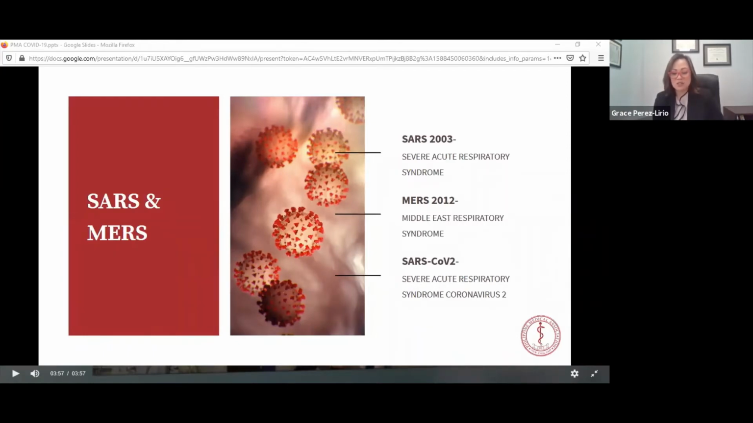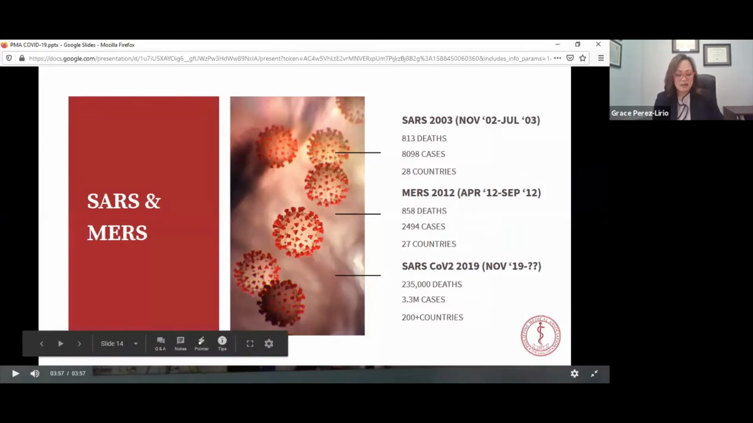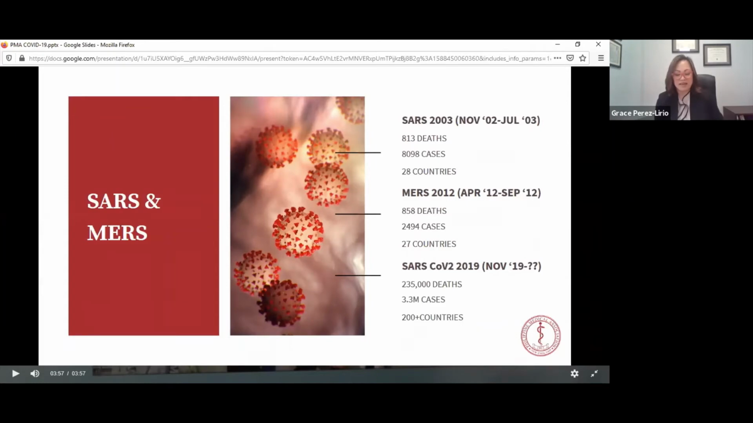It is thought to have spread from bats and civets to people. And unlike SARS, this causes a relatively mild infection, and as a result, it can be transmitted by asymptomatic people without even knowing it. I put up this slide to show the overall human impact, or the impact on lives, these 3 coronaviruses have had.